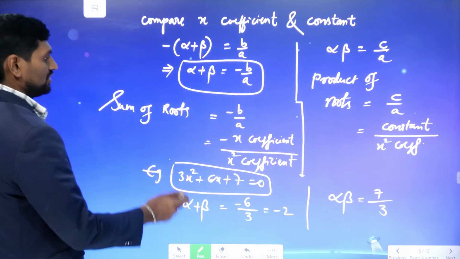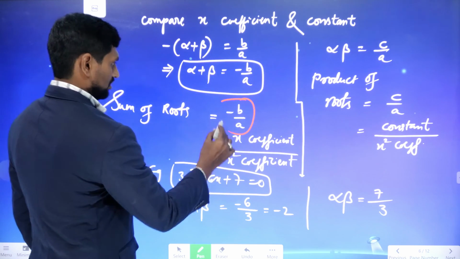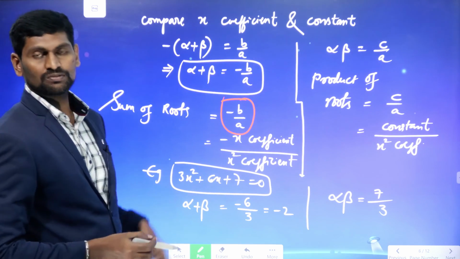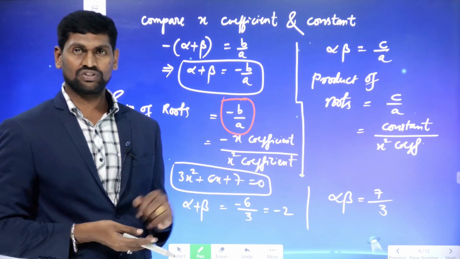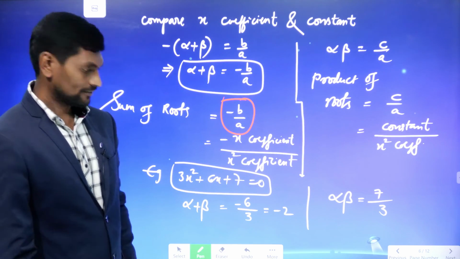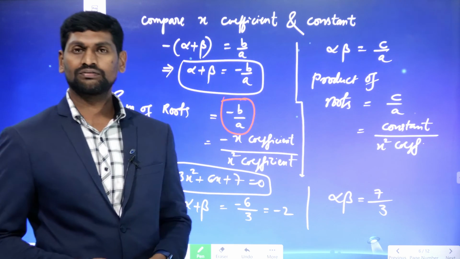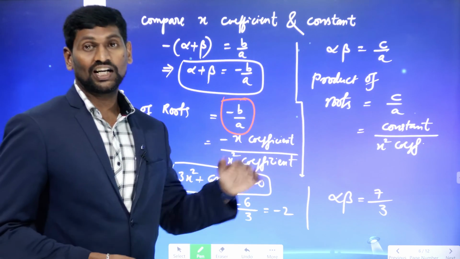Finally I got sum of roots is minus b by a. Sum of roots minus b by a, that means minus x coefficient by x square coefficient. Product of roots is c by a, constant term by x square coefficient. Okay, na? Any other doubts, children? You have to check thoroughly this concept and all.